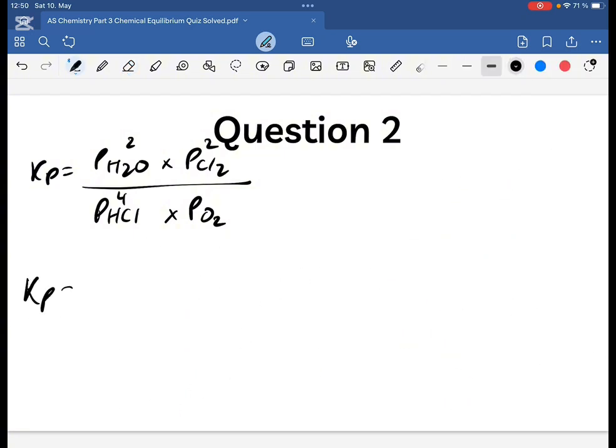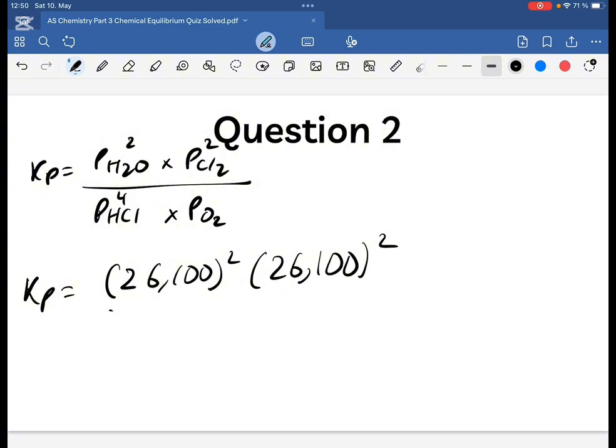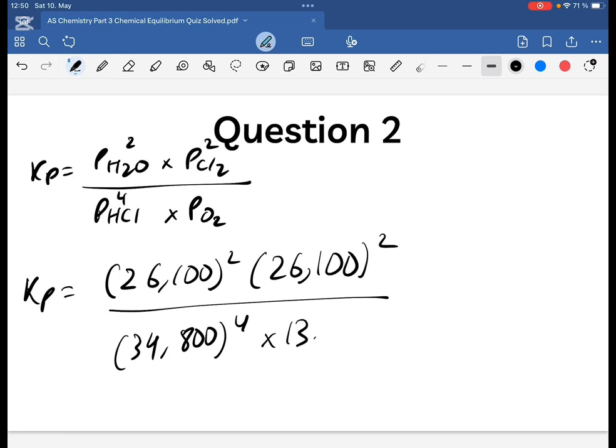Kp is going to be equal to 26,100 to the power 2 multiplied by 26,100 to the power 2, divided by 34,800 to the power of 4 multiplied by 13,000, and we're going to get the Kp as 2.43 times 10 to the power of minus 5, and we need to include the unit which we found before as Pascal to the power of minus 1.